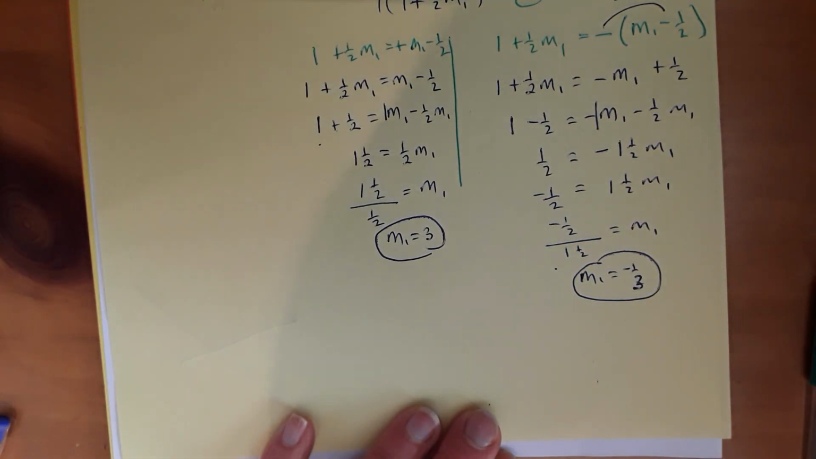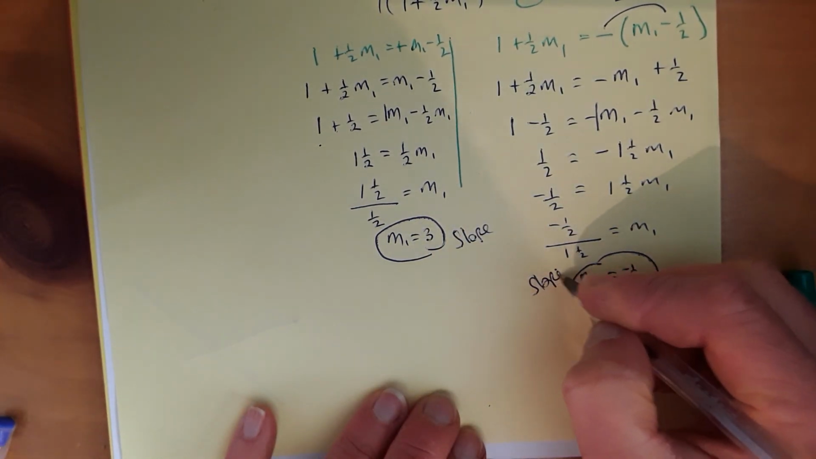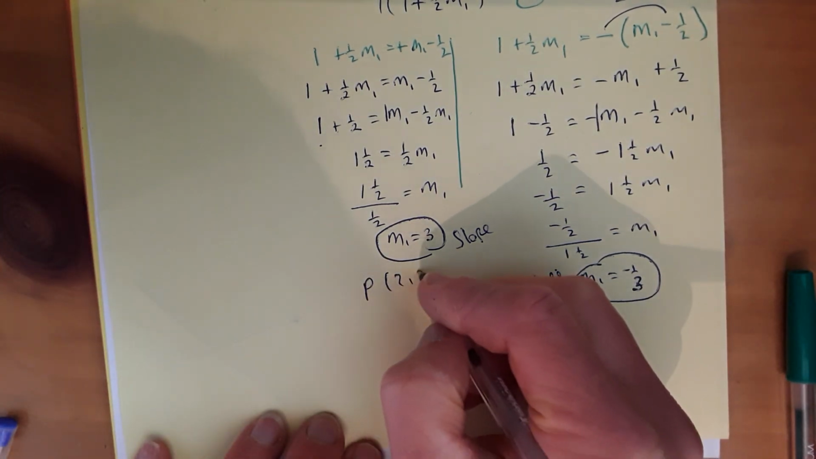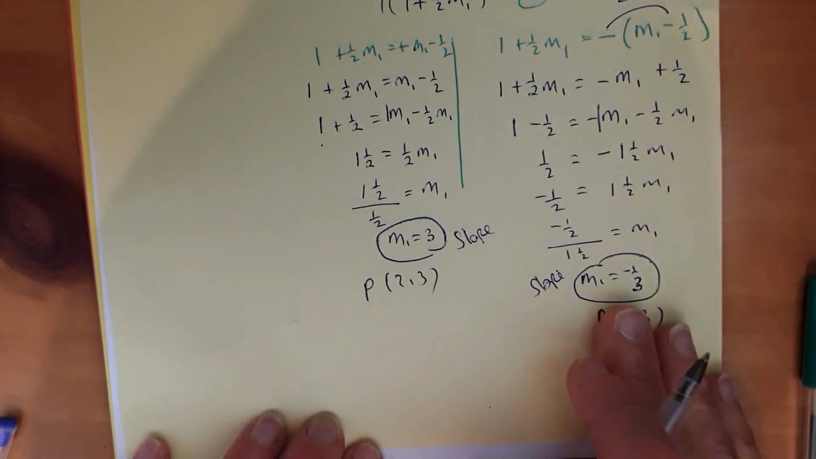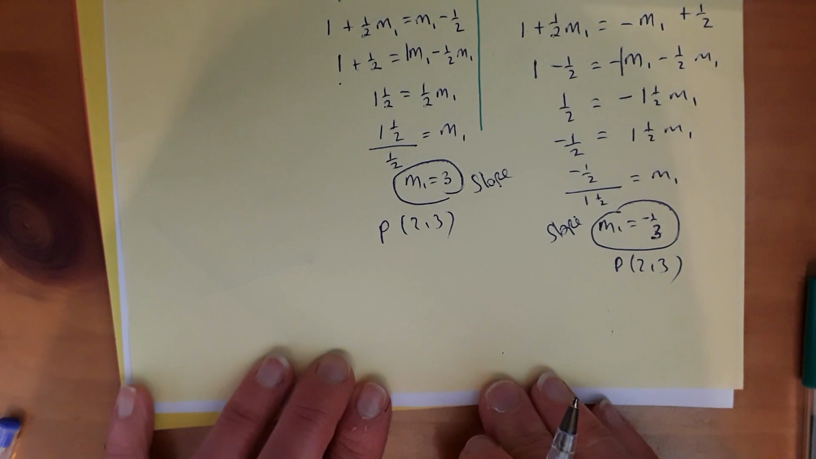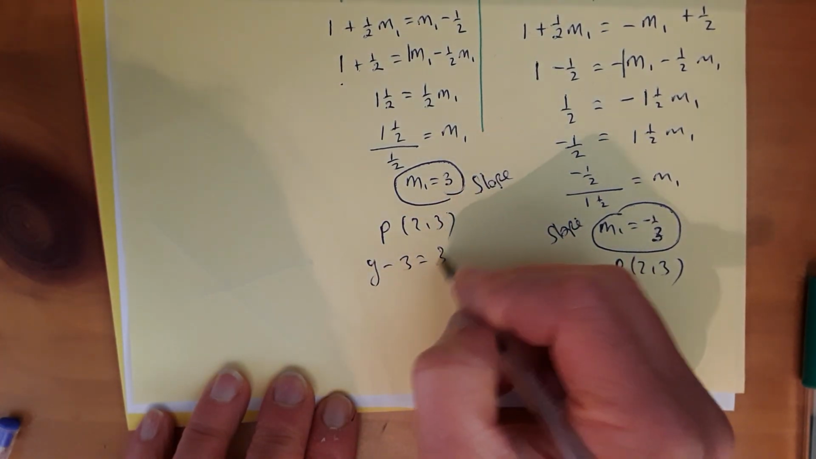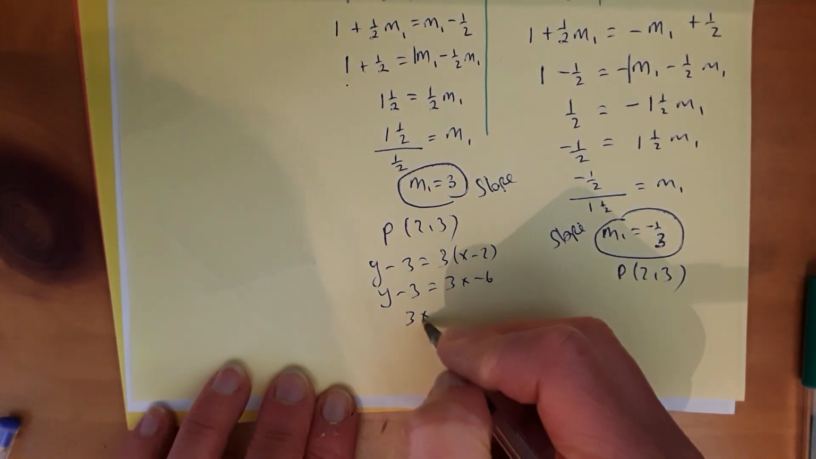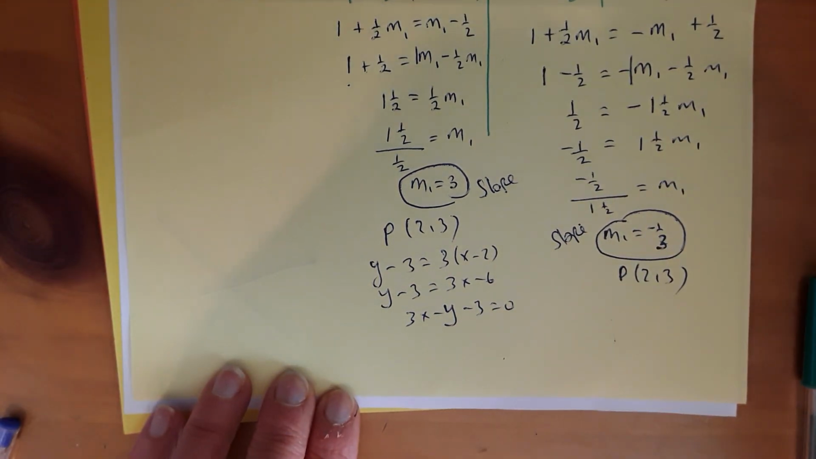Okay, so you have two values found for the slopes now. That's the slope of the first line, and that might be the slope of the other line, right? I know that each one of them went through the point (2, 3). Now I'm asked to find the equation of each line. So y minus 3 is 3 into x minus 2. So y minus 3 is 3x minus 6. 3x minus y minus 3 equals 0 is the equation of the first line.